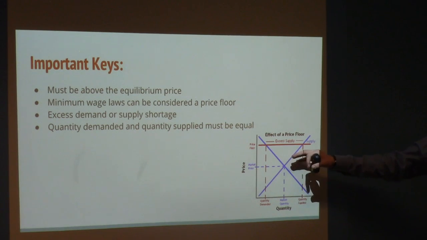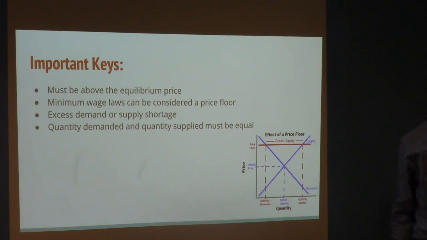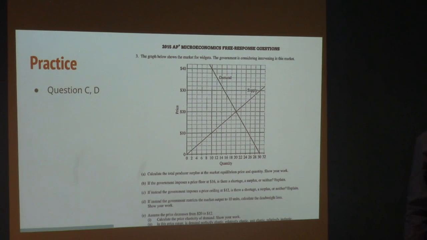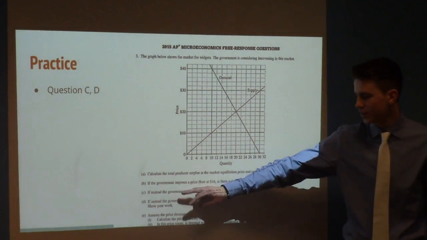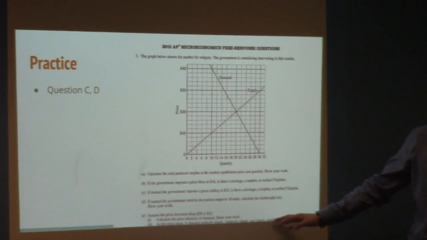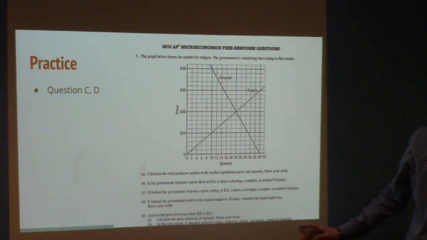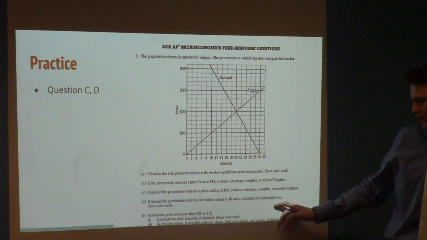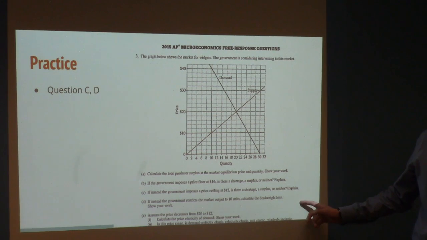So in order for it to work, the quantity of demand and quantity of supply must be equal. So we're going to do a practice. We're going to focus mainly on questions C and D. I don't know if you can read it, so I'll read it for you. So we'll start with question C. If instead the government imposes a price ceiling at $12, is there a shortage, a surplus, or neither?